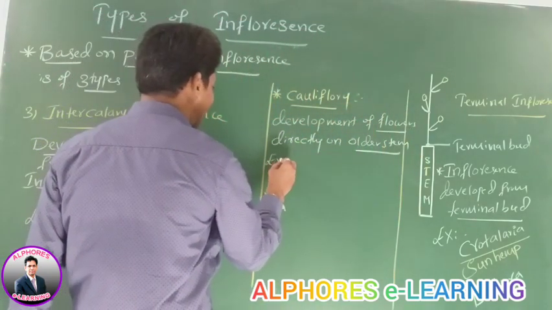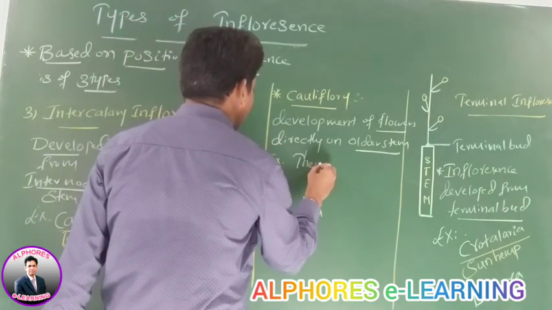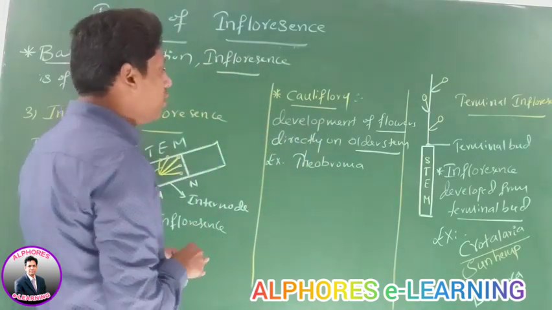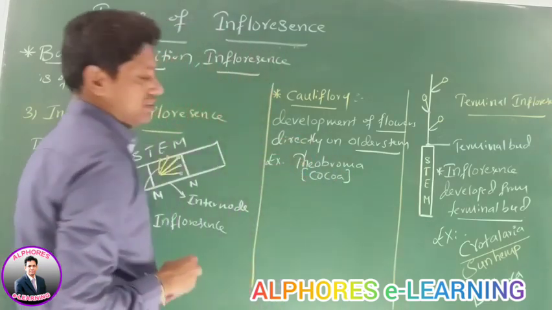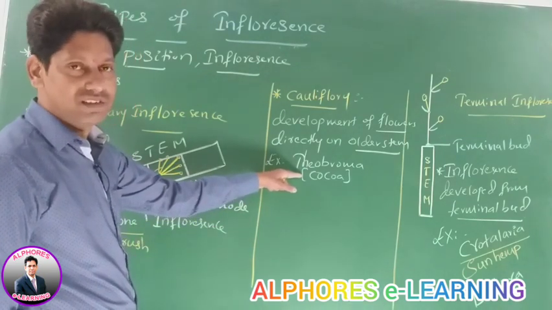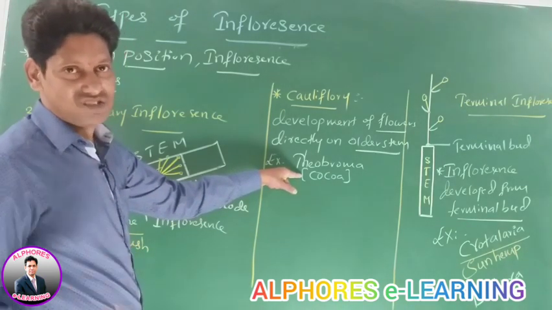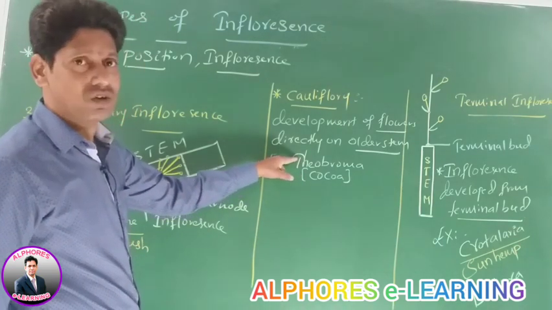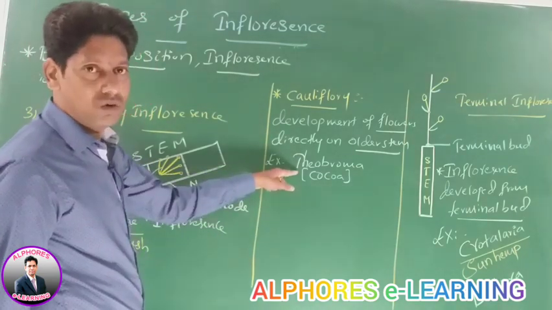What is the example for cauliflory? Theobroma. This Theobroma is commonly called the cocoa plant. I think most of the students are familiar with this plant. From cocoa seeds, powder is extracted, which is used in the preparation of chocolates. That's why this plant is also called the chocolate tree.